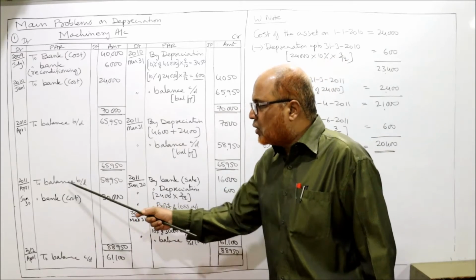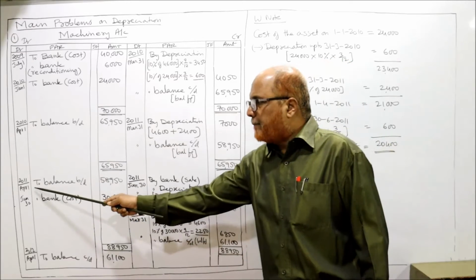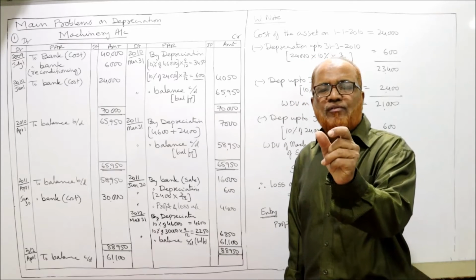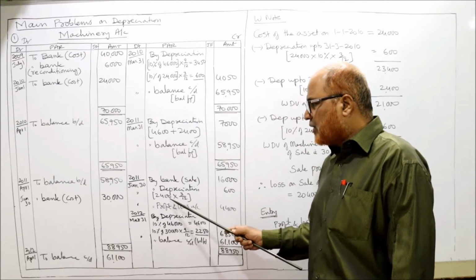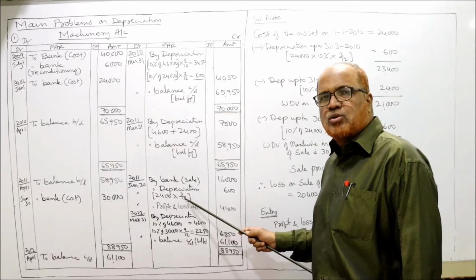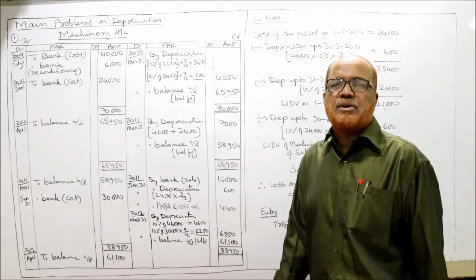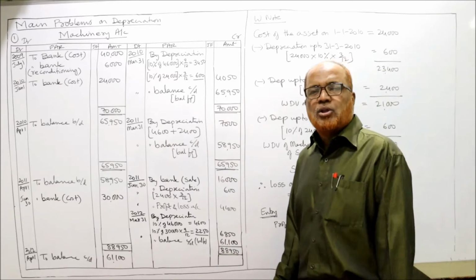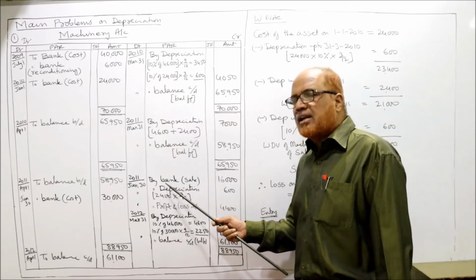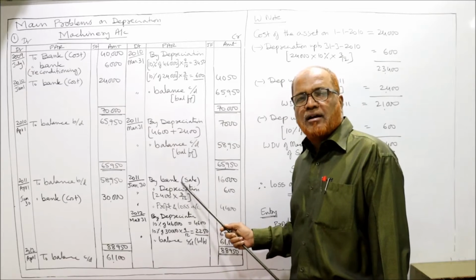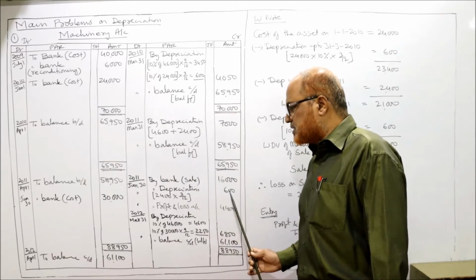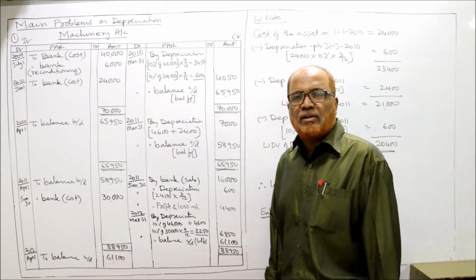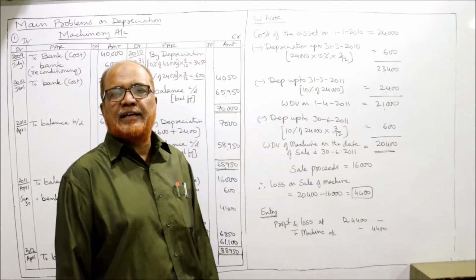Here the machine is used only for 3 months, April, May, June. So 2,400 into 3 by 12, 600 rupees is the depreciation. 3 months depreciation, 600 rupees. So 2 entries we have passed. The first entry, sale proceeds by bank. Second entry, by depreciation, 600. Now the profit or loss on sale of machine, that we have to find. That is the main complicated thing.